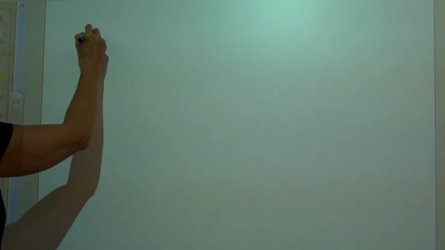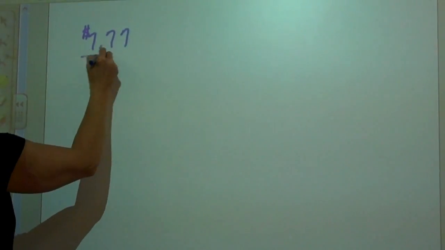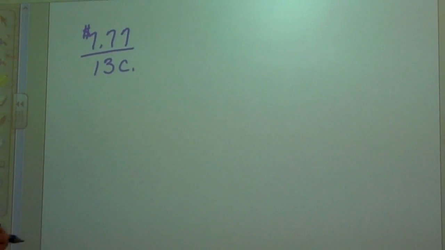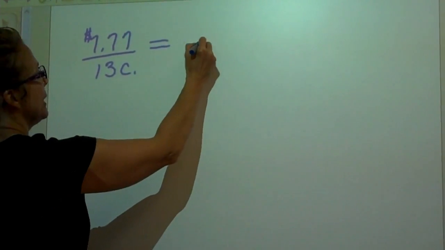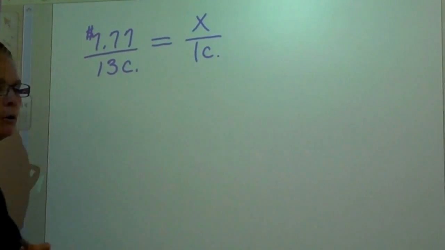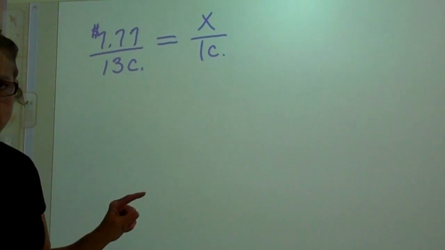We know that a can costs $7.77, and that is for 13 cups. Now, what we want, we're going to set up a cross multiplication. What we want to know is how much it costs for 1 cup. Now, this will always work.